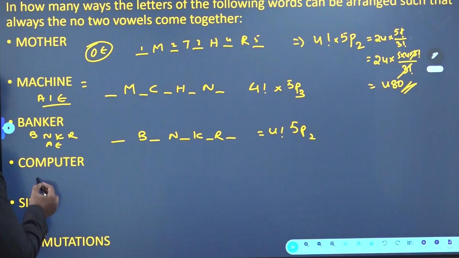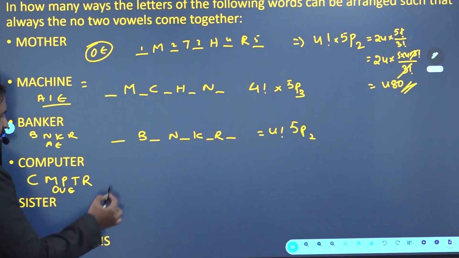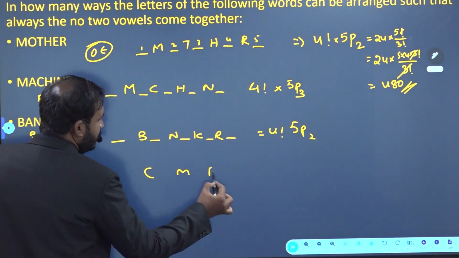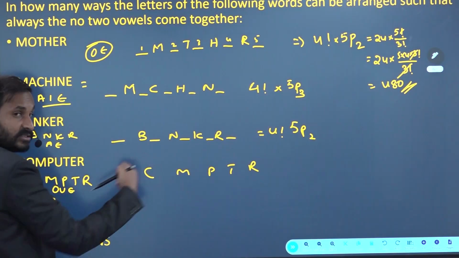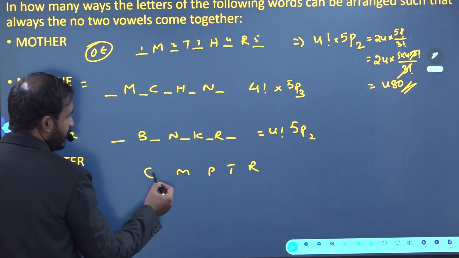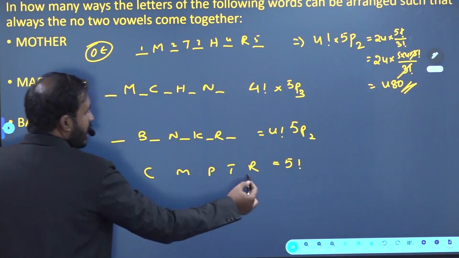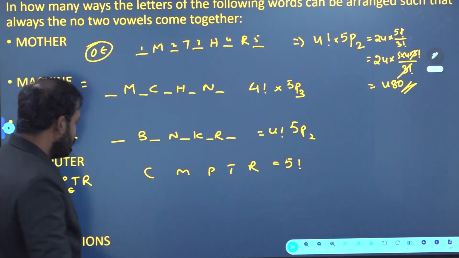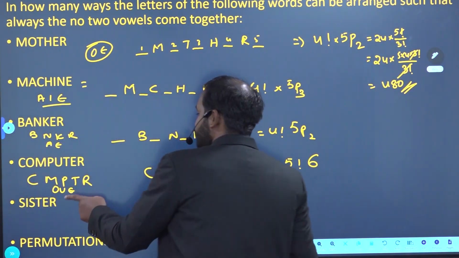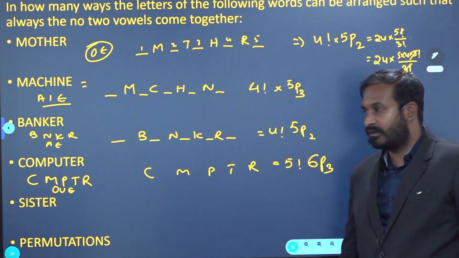Next, COMPUTER, so C, M, P, T, R, 5 are there. O, U, E are the 3 vowels which I have here. So C, M, P, T, R. How many gaps? Gaps will be 1 more than the number of letters, students. No need to count each and every time. 1, 2, 3, 4, 5, right? So 5 factorial. And the number of gaps will be 1 more than this, so gaps will be 6 here. In that 6 I need to arrange these O, U, E. So 5 factorial into 6p3.